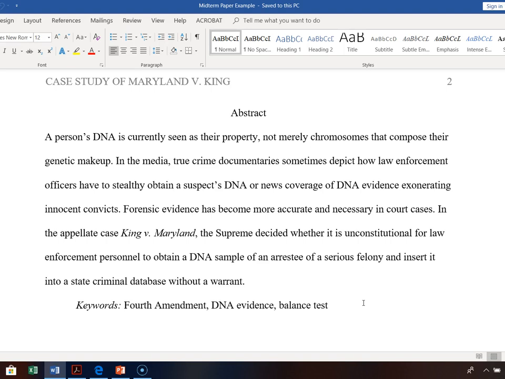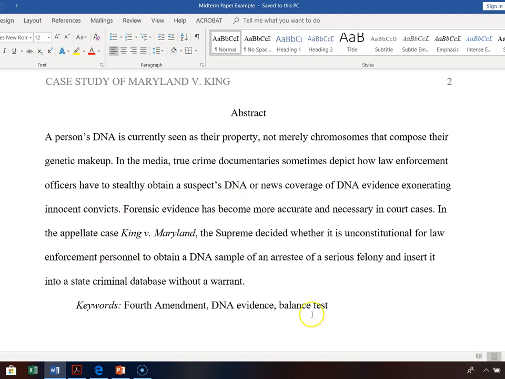In the appellate case, King versus Maryland, the Supreme Court decided whether it is unconstitutional for law enforcement personnel to obtain a DNA sample of an arrestee of a serious felony and insert that sample into a state criminal database without a warrant. So basically, that's kind of a summary. The end is the real fact of the case.